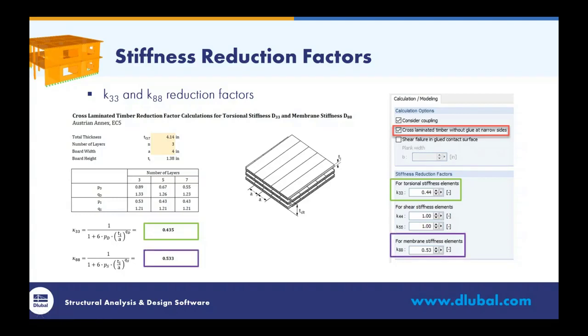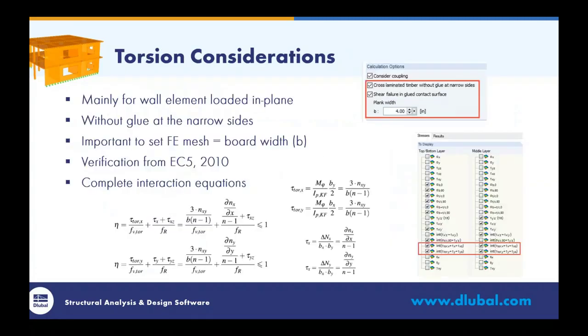Same exact concept for K88. We determine it's 0.533. This is the information we would input then into the add-on module for the membrane stiffness reduction. Now, some manufacturers implemented into the program have already given us this information. So you will see that reflected if we do have it available, but if not, then maybe it's something you want to consider inputting manually.